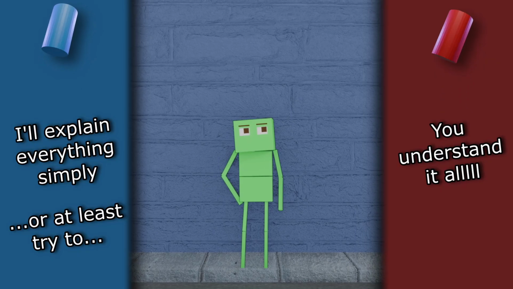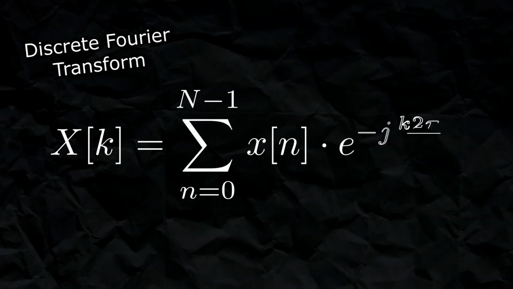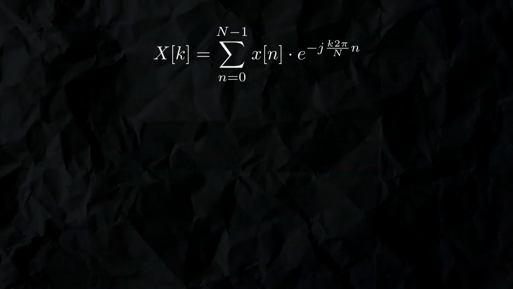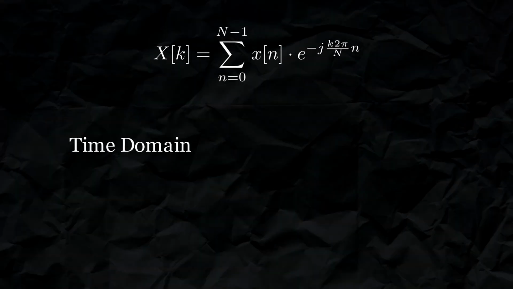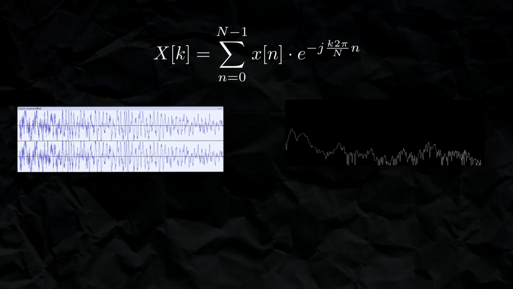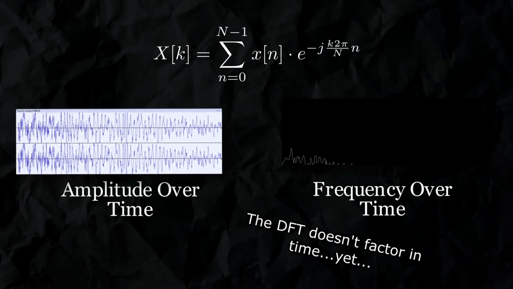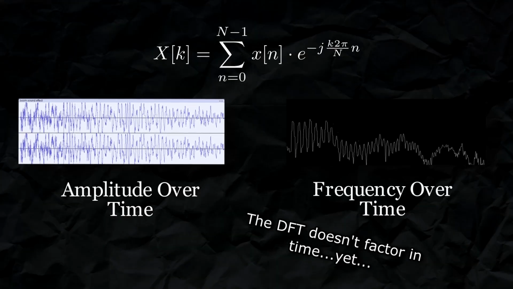But despite all of that, let's look at the discrete Fourier transform once more. The discrete Fourier transform, or DFT, converts our audio from the time domain, which is what it's usually in, to the frequency domain. The transformation from waveform to visualizer, or amplitude over time to frequency over time. Well, not yet really, but I'll explain it in a bit.